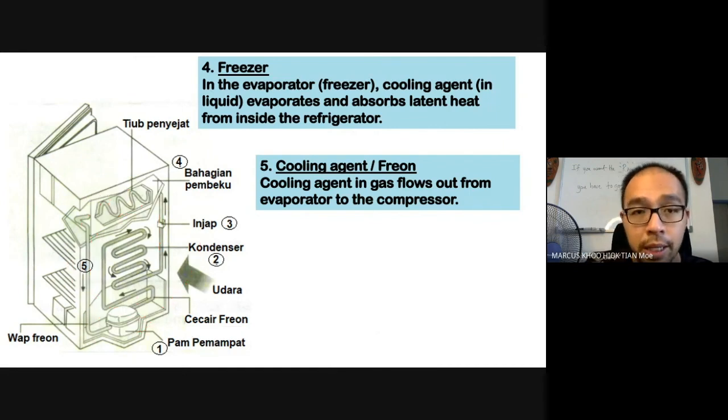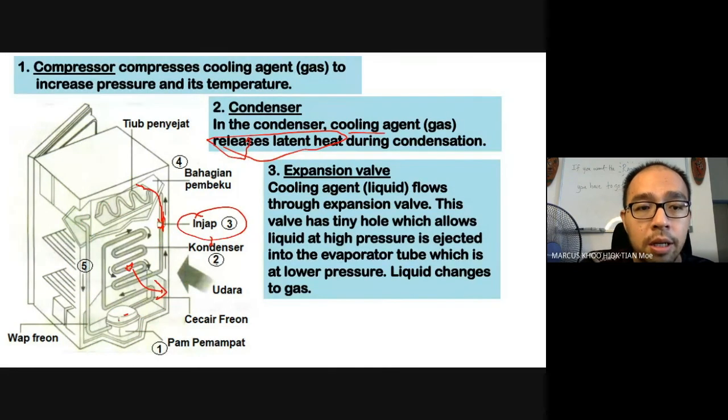Okay, let me repeat now. So down here, the compressor compresses the gas. It is already gas when it is flowing here, but over here, as the name says, compressor, it compresses the gas so that it can increase the pressure and its temperature. Then after that, in the condenser, it will release the latent heat to the surroundings. It won't release the heat into the fridge. No, release the heat into the surroundings.